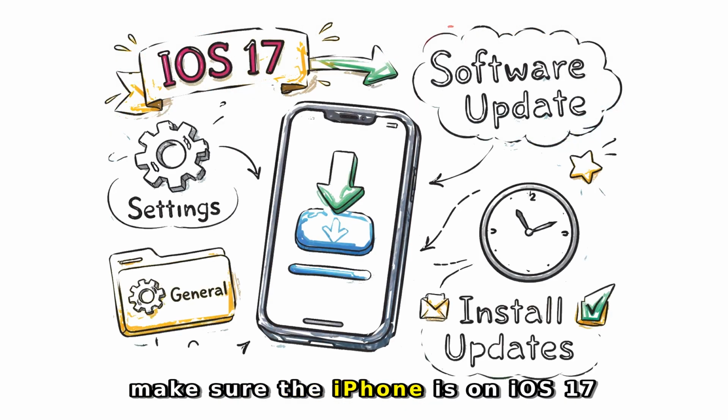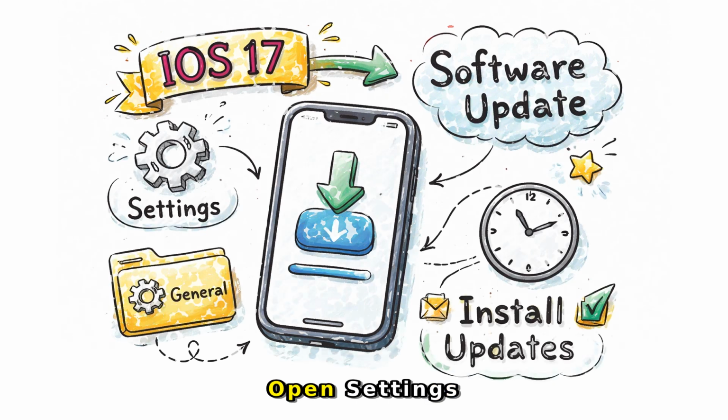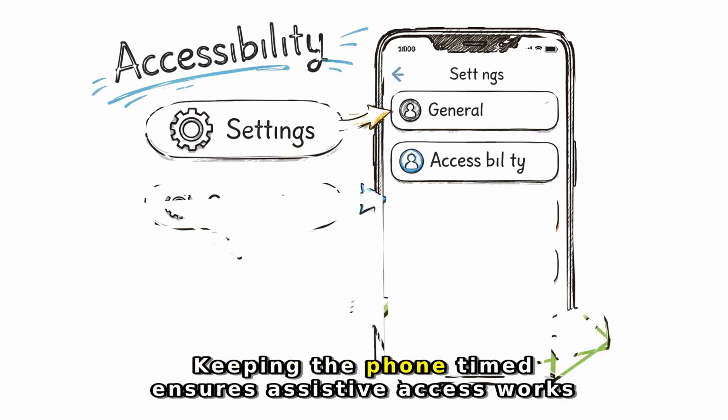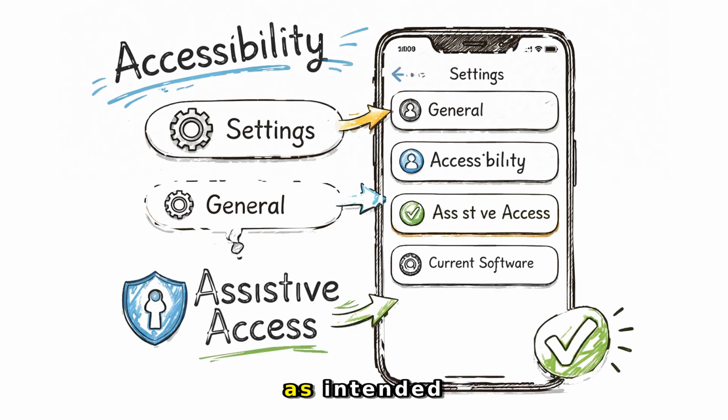First, make sure the iPhone is on iOS 17. Open Settings, go to General, then Software Update, and install any available updates. Keeping the phone updated ensures Assistive Access works as intended.